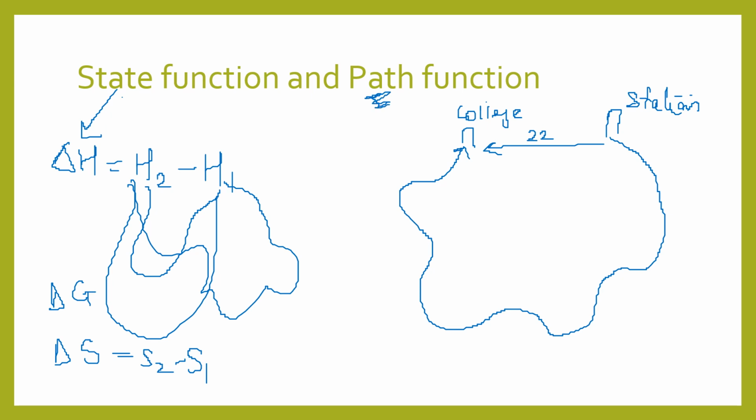What are path functions? Path functions are the functions which depend on the path followed. Okay, so let me explain everything in Hindi again. State function and path function. State functions वो function होते हैं जो सिर्फ initial और final state पे depend करते हैं, वो path पे depend नहीं करते. जिस रास्ते से आप आए हो, जो रास्ता आपने लिया है उस तक पहुंचने के लिए, उस पे वो depend नहीं करते हैं.